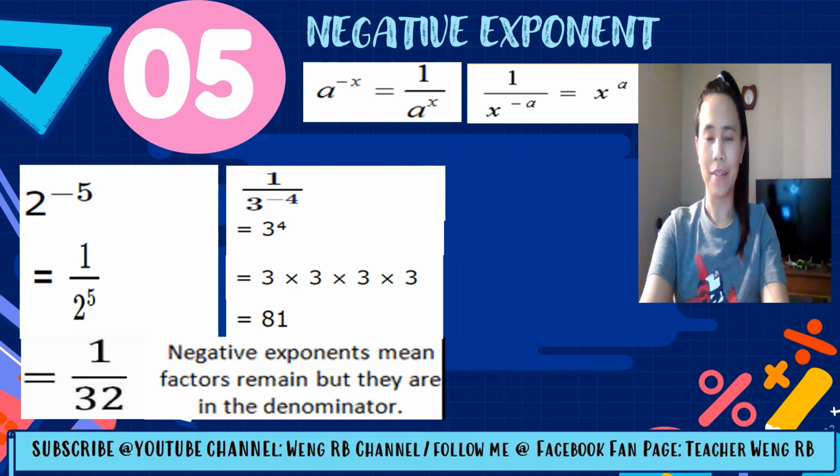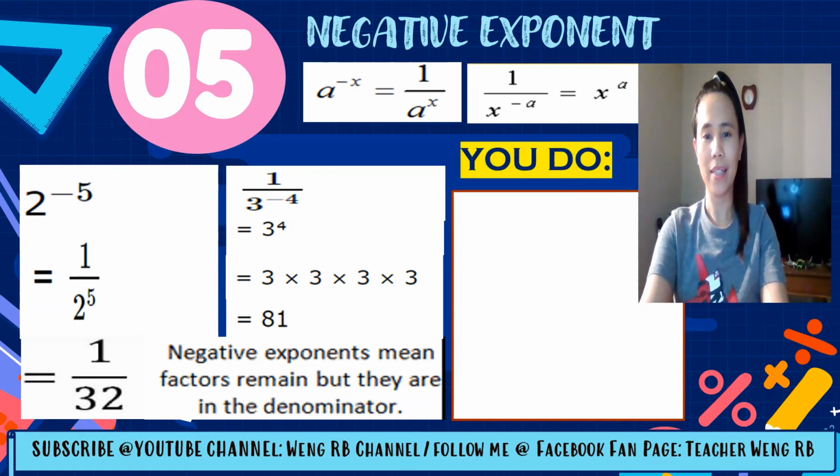Now it's your turn. Try this. I know you can. 4 raised to the negative 3. You have 10 seconds to do it, so you can start now.